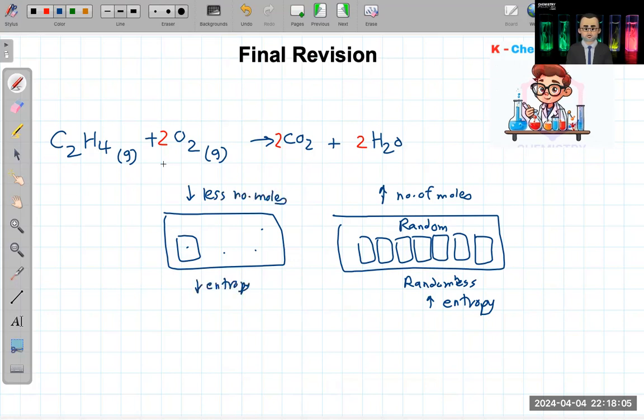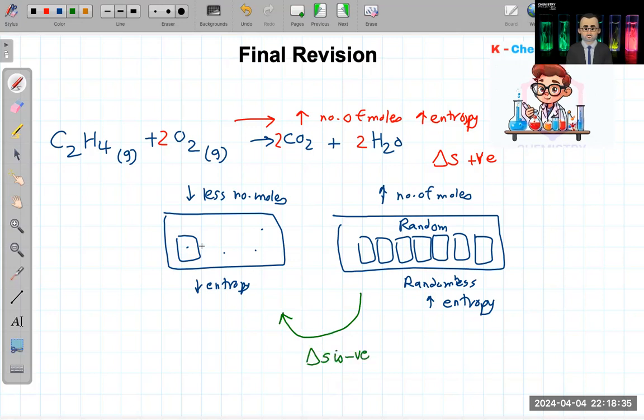So let's calculate. On the left side, there are 3 moles, and on the right side, there are 4 moles. So what happened? You increased the number of moles. This means that you have increased the entropy. This means that the delta S in this case is positive, right? Because you have increased the entropy, because you increased the number of particles. And again, the opposite: decreasing the number of moles means that the delta S is negative, because you decrease the chances of being random.